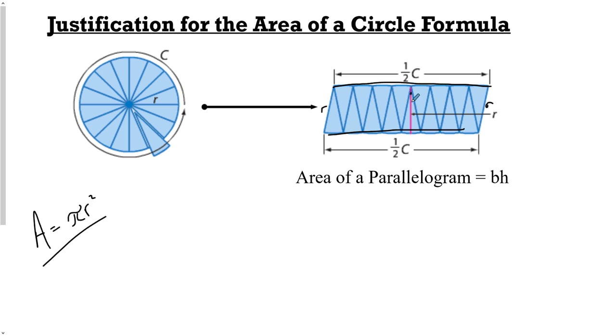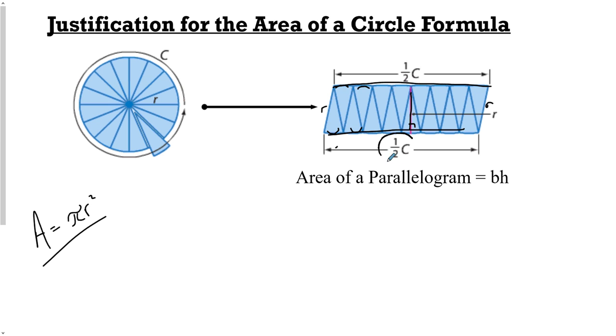The height in the middle here is radius, and the bases would both be 1/2 of the circumference. Now they're going to be 1/2 because the other half is on the other side, right? We only have half the wedges whose tops are up here, and the other half have their tops down here. So it's only 1/2 the circumference for each base. The area of a parallelogram is base times height.